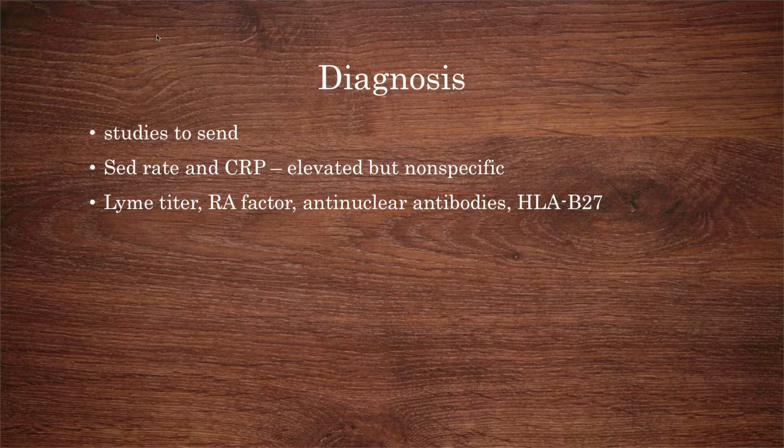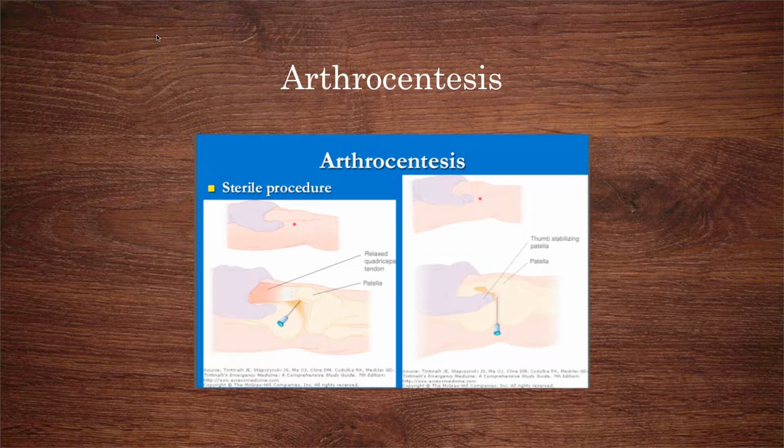Other things you can send off are Lyme, RA factor, ANA, HLA-B27, which can help the guys upstairs, not so much for us. So the next thing is tapping the joint. There are some relative contraindications to arthrocentesis. If there's any overlying cellulitis, coagulopathies, or prosthetic joints, these are some of the relative contraindications to tapping the joint.